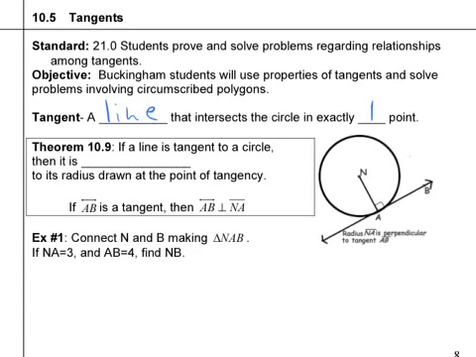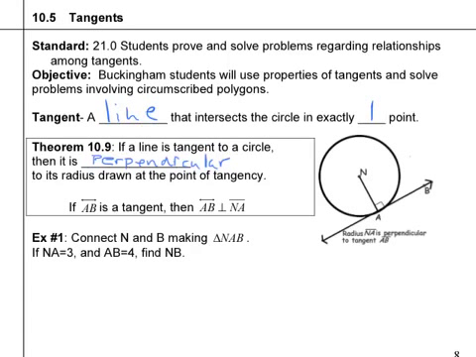Okay, and so our theorem, 10.9, that deals with tangents, says if a line is tangent to a circle, then it is perpendicular. And remember, perpendicular means at a right angle to its radius drawn at the point of tangency. So wherever this line intersects with the circle, it's going to be perpendicular to the radius at that point.